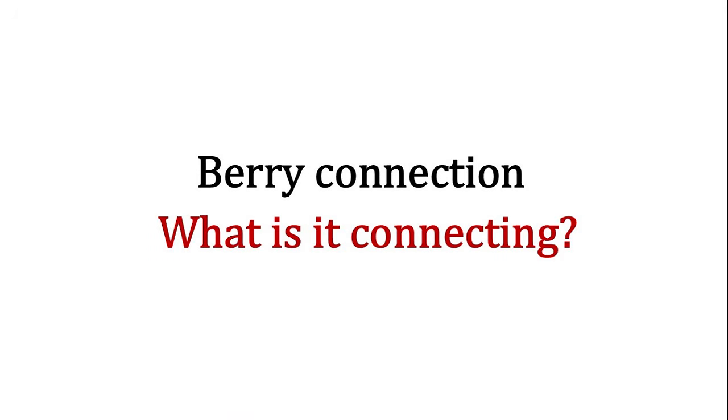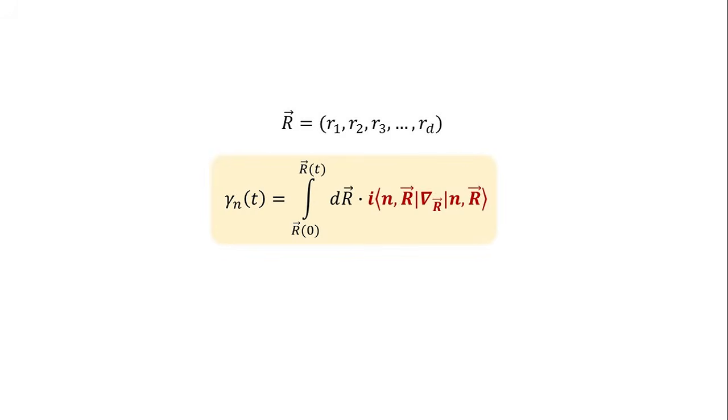Chapter 3. In the previous chapter, we explored the Berry phase and proved that it is a purely real quantity. The key question we aim to address here is, what exactly does the Berry connection connect? To begin, let's revisit the geometric integral form of the Berry phase. The term highlighted in red is known as the Berry connection, denoted as A_n.